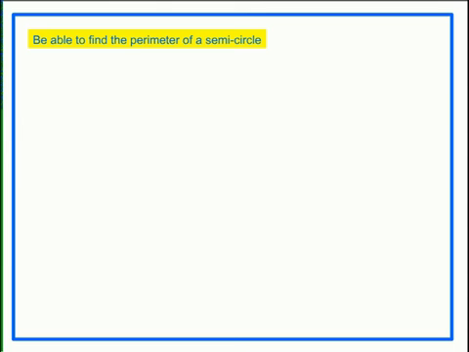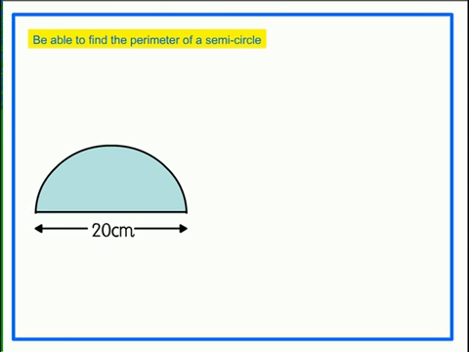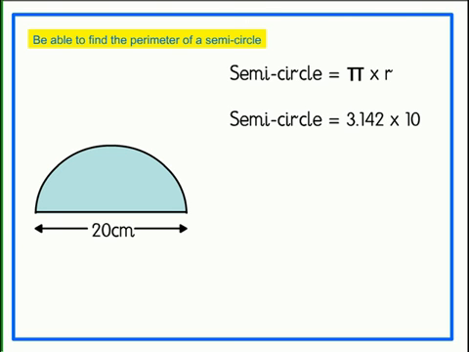You may have to find the perimeter of a semicircle. In this example, the base length of 20 centimeters tells us that the radius of the semicircle is 10 centimeters. Since the perimeter of a circle is 2 pi r, the perimeter of a semicircle is just pi r. In this example we get 3.142 multiplied by 10, which is 31.42. So far we have worked out this yellow distance here.